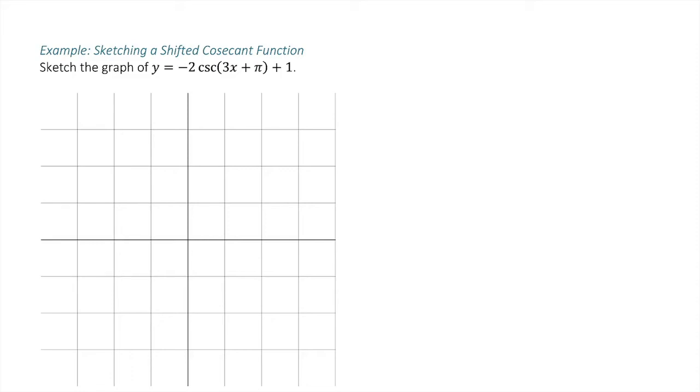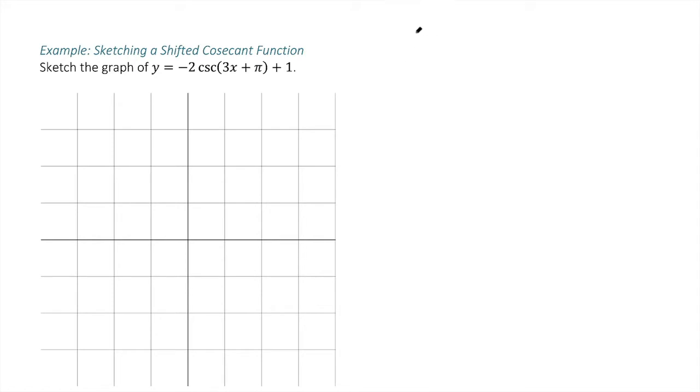To graph a shifted cosecant or secant function, we will just graph the corresponding sine or cosine, and then we'll use that as our template to create our asymptotes and then the branches of our cosecant or secant function. Let's go ahead and jump right in here.